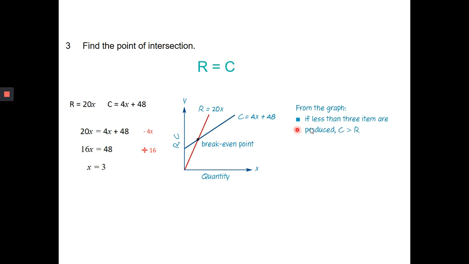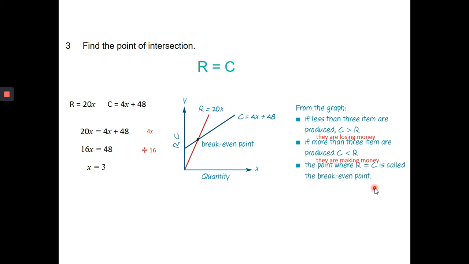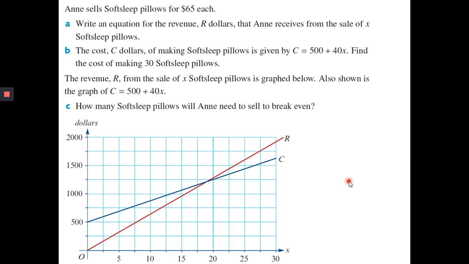From the graph, if less than 3 items are produced, the cost is more than the revenue, so they're losing money at that point. Now, you'd hope as a business that you're selling more than 3 things, although I suppose it might be something really expensive, like submarines that cost billions of dollars each. If they produce more than 3 items, they're making money. And if the two are equal, that's called the break-even point. Just enough. Look at it like that: losing money, making money, just enough.